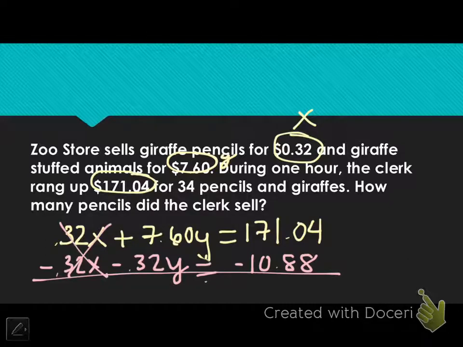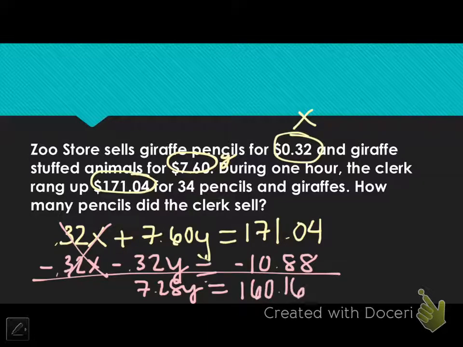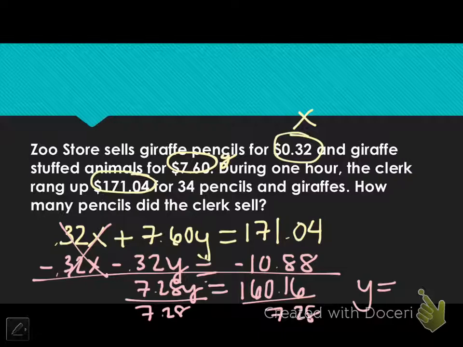7.60 minus 0.32 should give me 7.28y. And then 171.04 plus negative 10.88 should give me 160.16. Okay, and then we got to divide both sides by 7.28. So my y should then be 22.